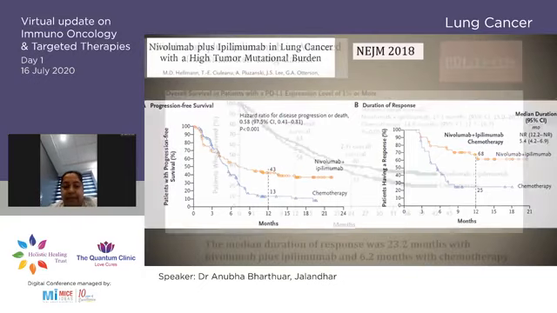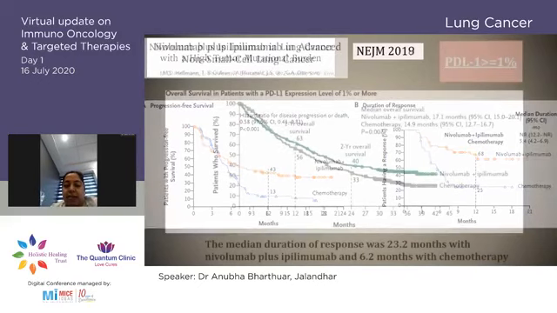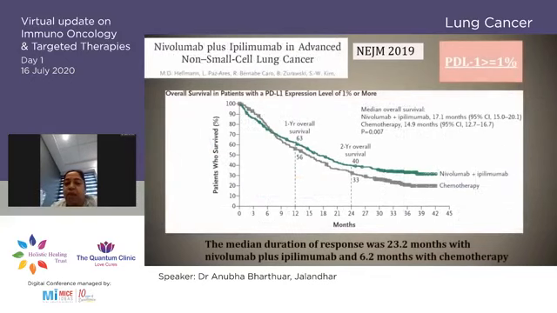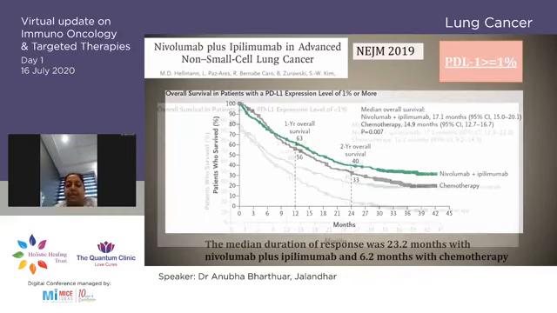Next slide, please. This was the subsequent follow-up results on this trial, which looked at the combination of nivolumab plus ipilimumab versus chemotherapy alone for all patients. They found that there was a difference in overall survival in those patients who had a PD-L1 more than 1%, about 15 months in chemotherapy alone versus 17 months, a 2-month survival advantage. The interesting point is that the median duration of response was 23 months as compared to 6.2 months with chemotherapy alone.